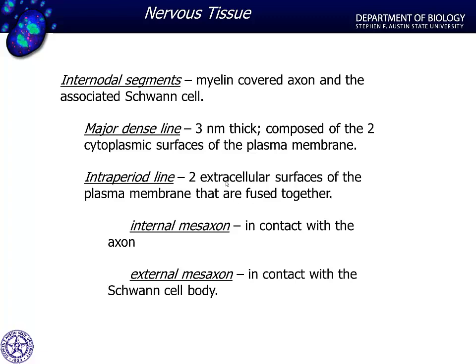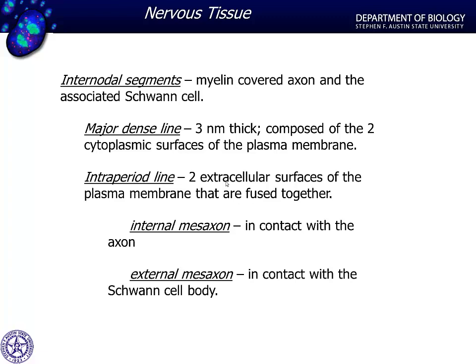Now, as we look at these cytoplasmic versus extracellular faces being pushed tightly together, the cytoplasmic surfaces together are going to create what's called the major dense line. It's going to be darker and more continuous in appearance, and that's going to alternate with the intraperiod line, which are the extracellular faces of the plasma membrane pushed together. And we'll see that in the next image.